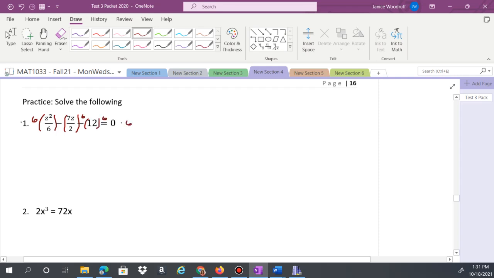And there we go. Okay, so these 6's here cancel, so we get z squared. Here I have 2 goes into 6 3 times. So I'm going to do 7z times 3, which is 21z, and that is a minus. And 12 times 6 is 72, I believe. 0 times 6 is 0.